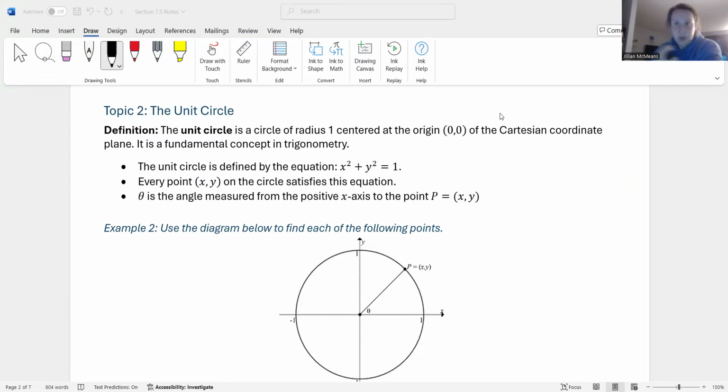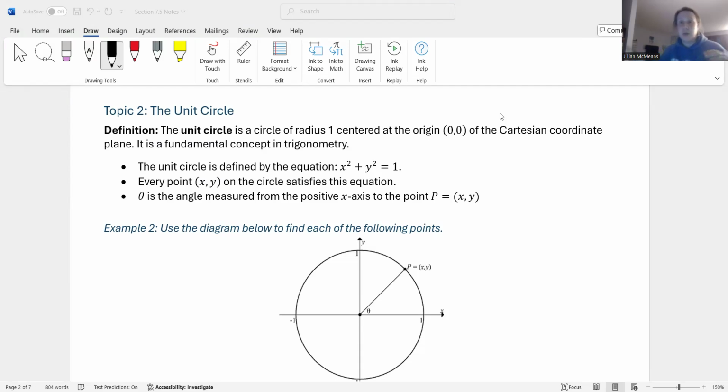So again, just the regular Cartesian plane. The origin is the center of your circle and it has a radius of 1, okay? It's a fundamental concept in trigonometry, okay? And in the previous video, we talked about this idea of similar triangles and how the trigonometric functions are the same on similar triangles. That kind of bleeds in here.